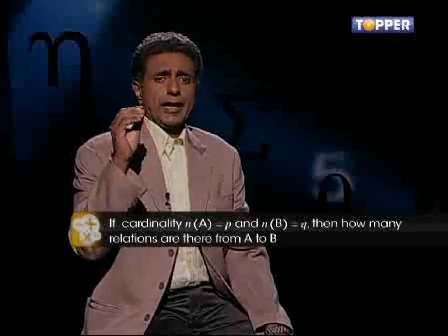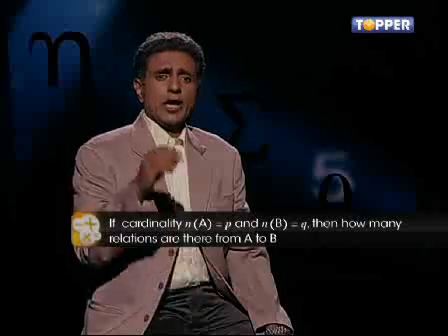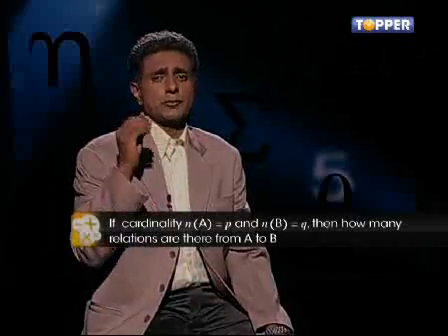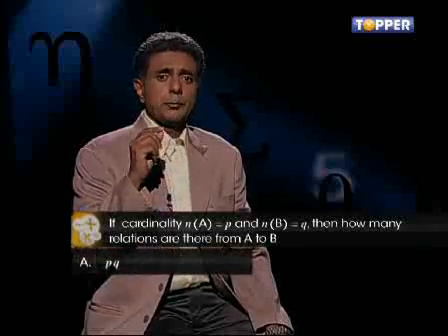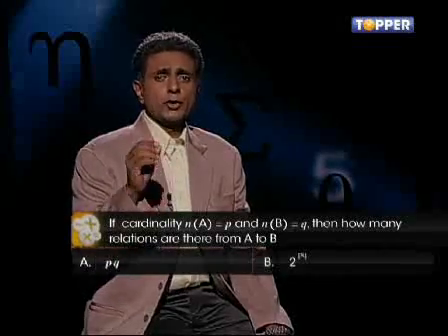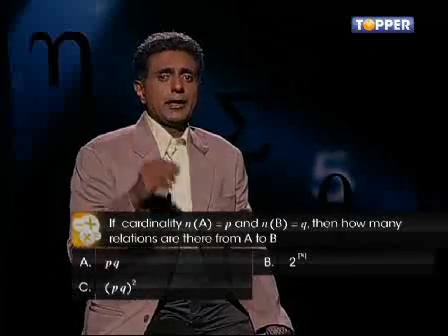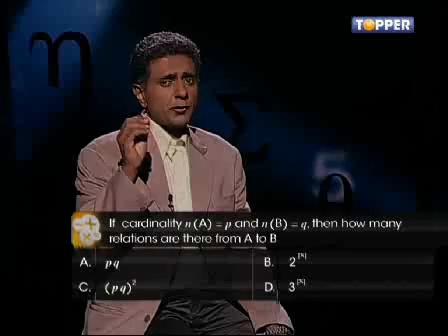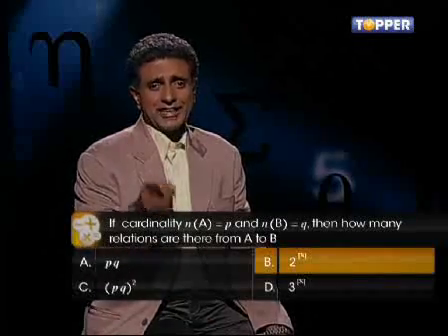Here we go. If the cardinality n of A is equal to P and n of B is equal to Q, then how many relations are possible from the sets A to B? Your options are A, PQ, B, 2 to the power of PQ, C, PQ the whole squared, and D, 3 to the power of PQ. Come on, it's an easy one. That's right, it's B.